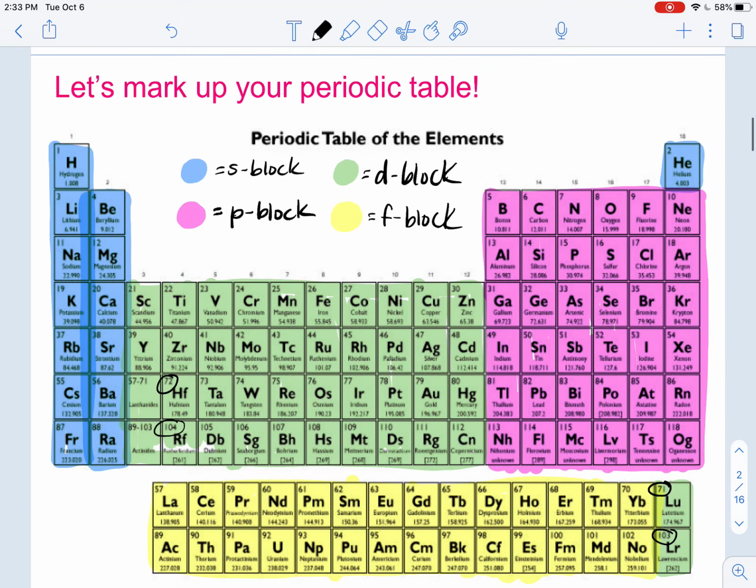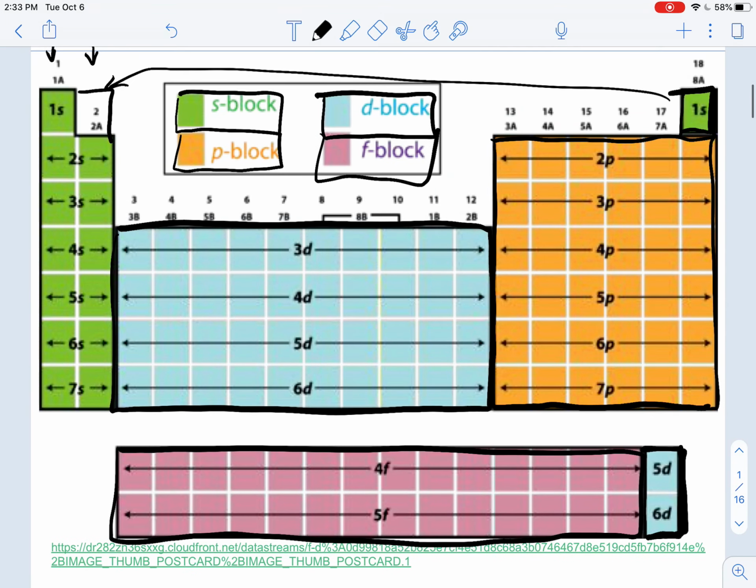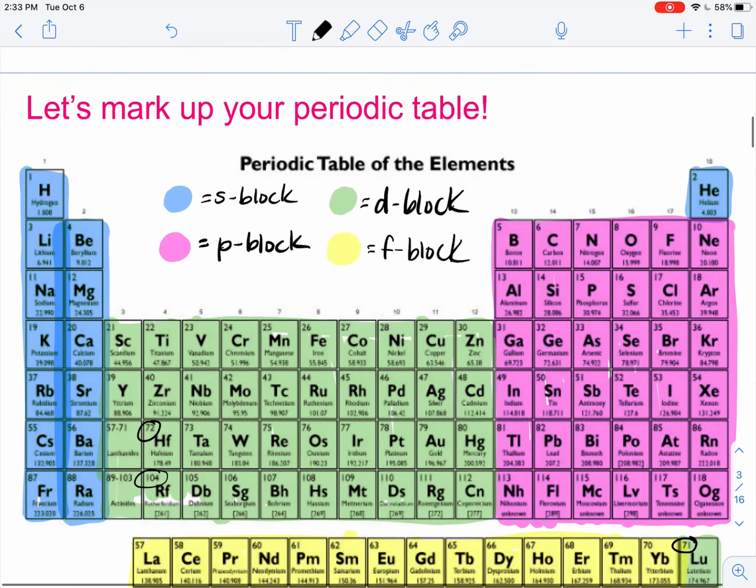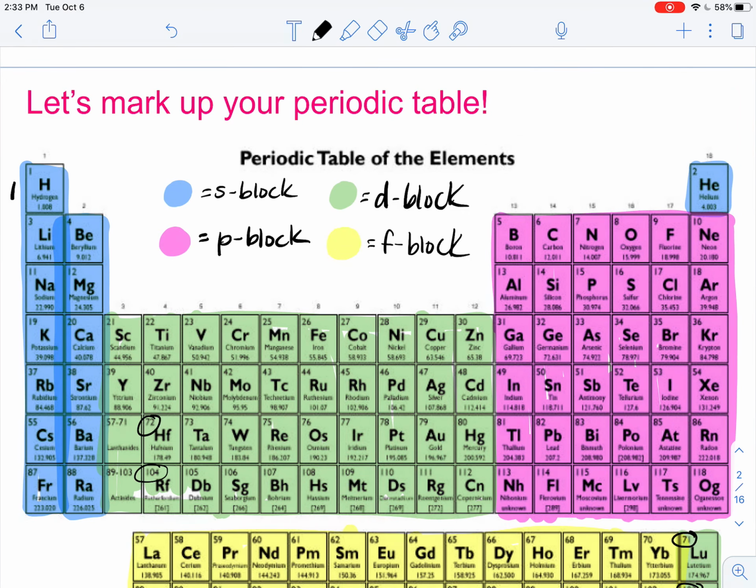The other thing I want to point out, on this first slide, we do have some numbers involved. So along the left-hand side of the table, notice how this just goes 1 through 7. So I'm going to go ahead and label that on my periodic table. All right, so period 1, 2, 3, 4, 5, 6, 7.